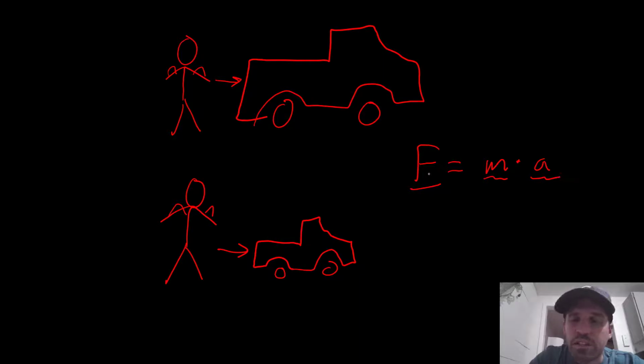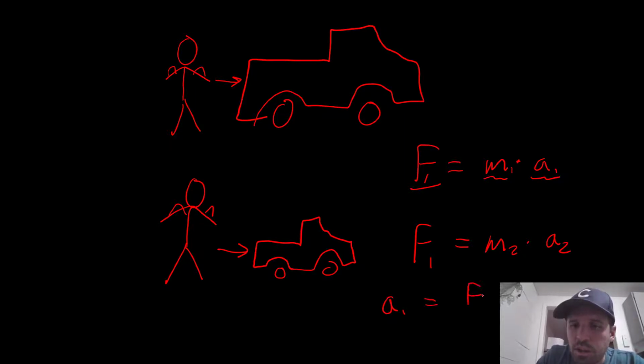So in the first case, let's call this F1, M1, and A1. And in the second case, we have the same force. Let's keep that as F1. But now we have M2 and A2. If we wanted to figure out how fast that truck is accelerating based on the force this guy is putting on it, we could solve for A in both cases. And here we'd get A1 is equal to F1 divided by M1, and we would get A2 is equal to F1, because it's the same force, divided by M2.